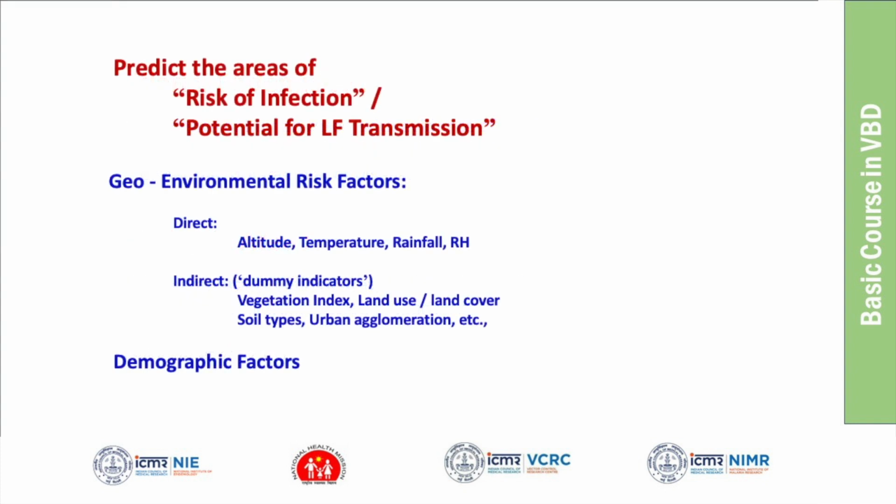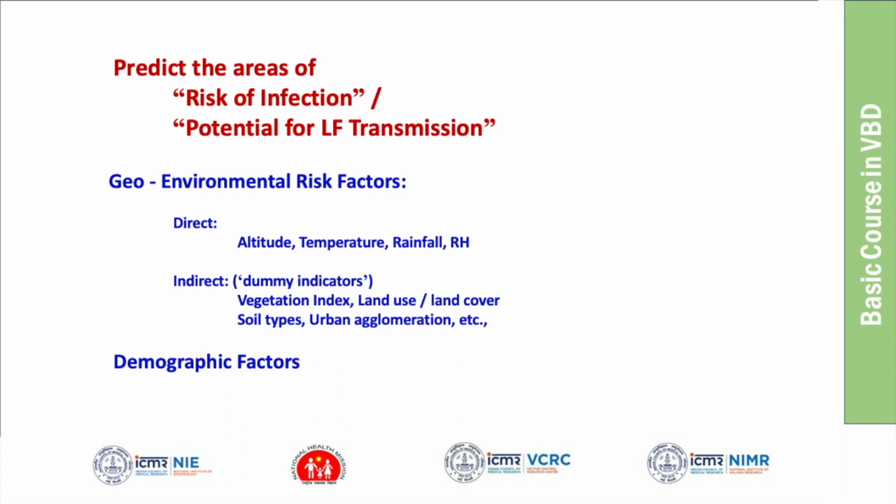Subsequently, we went for predicting the areas of risk of infection, or areas potential for LF transmission. Because you must have noticed in the spatial distribution map, there were a large number of districts that were white or gray in color, where we had no information. So the unsurveyed areas were assumed as non-endemic. So we wanted to construct a transmission risk map.